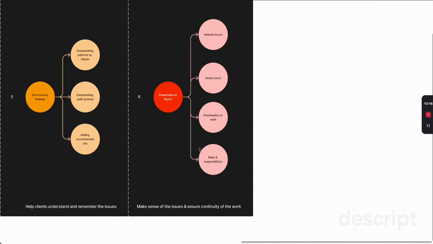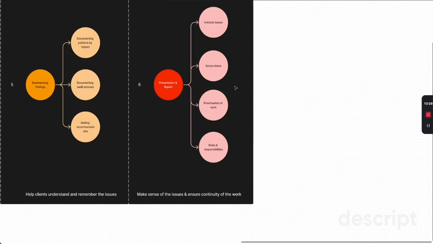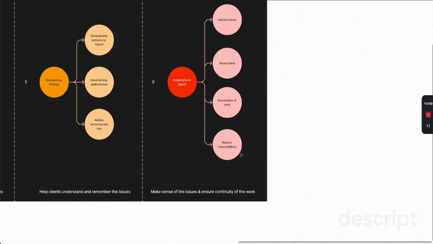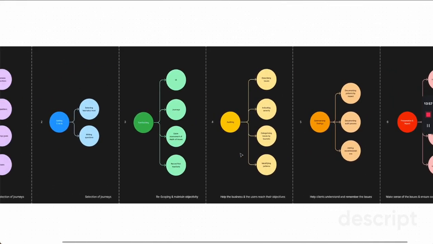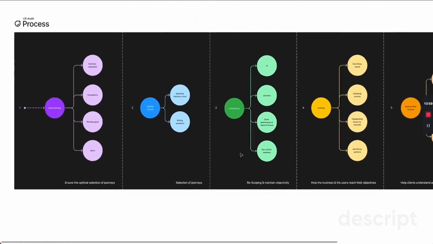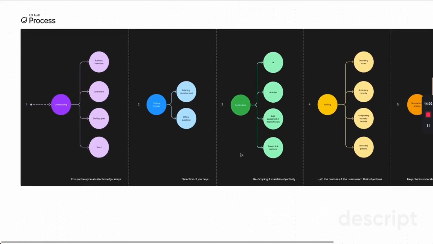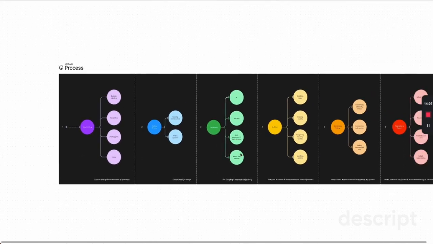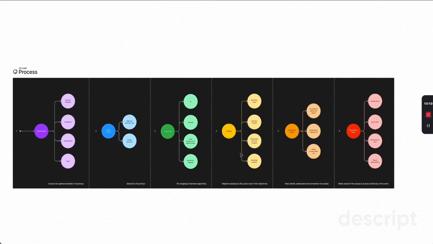In other cases, we try to put who is going to be doing what based on how much we know the team. In some cases, after the prioritization, we might continue the work ourselves. So here we're trying to make sense of the issues and ensure the continuity of the work, which we think is very important because we've identified this and we don't want to make our job be thrown to the garbage. This is the full process that we follow at Macara for auditing.